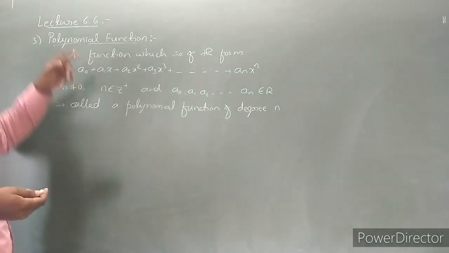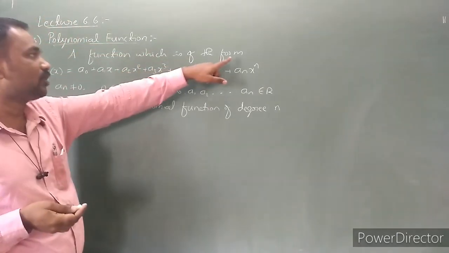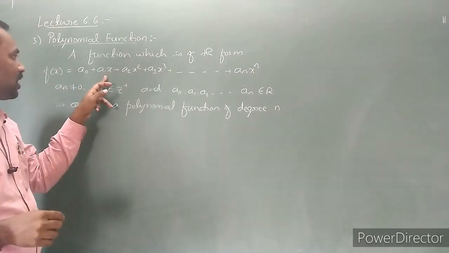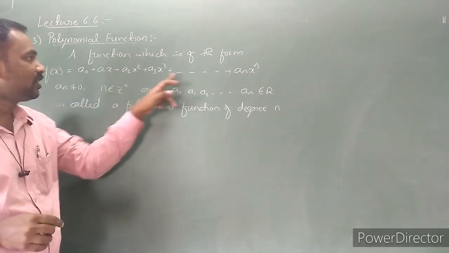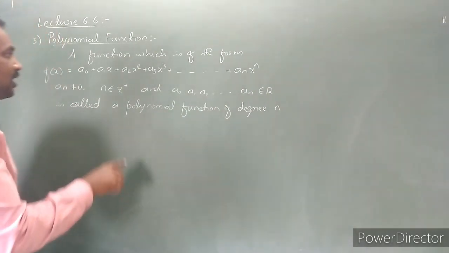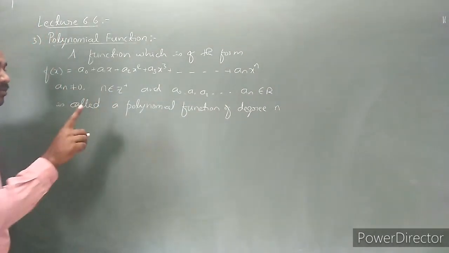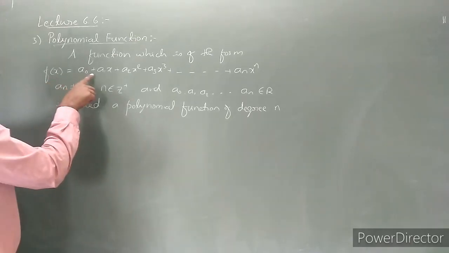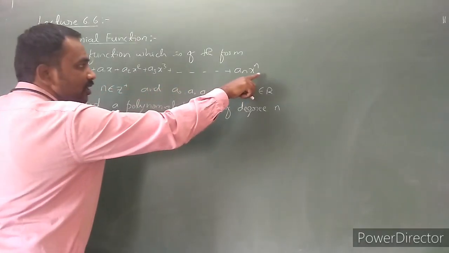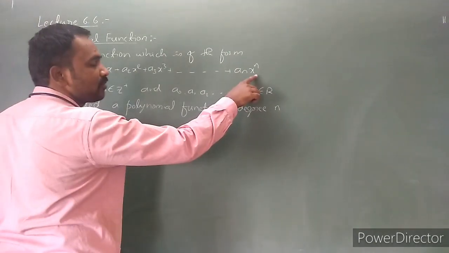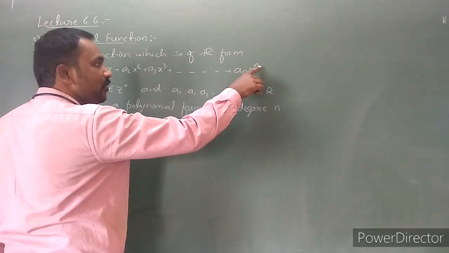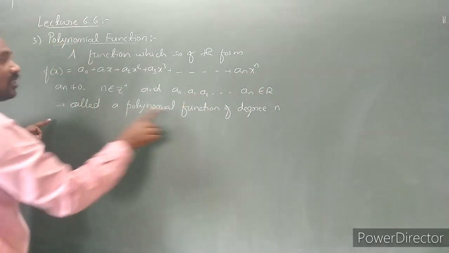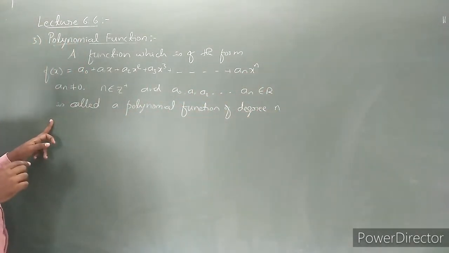What is the definition of the polynomial function? A function which is of the form f of x is equal to a0 plus a1x plus a2x square plus so on an into x power n. Here, how many variables are there? Only one variable is there. What is that variable? x. So x square, x cube, and so on up to x power n. What is the highest power of the variable? The highest power of the variable is n. That's why it is called an nth degree polynomial function.